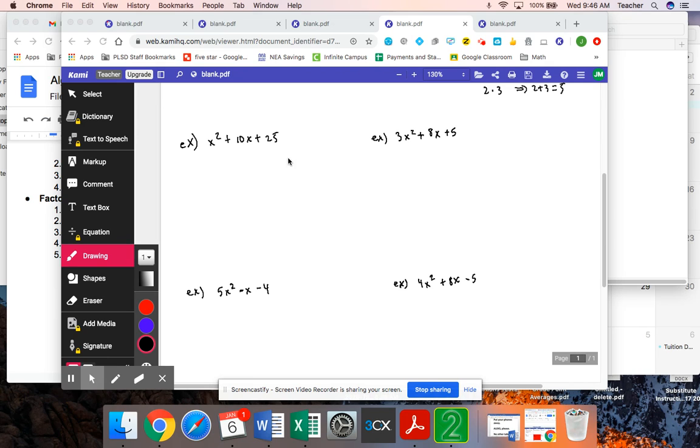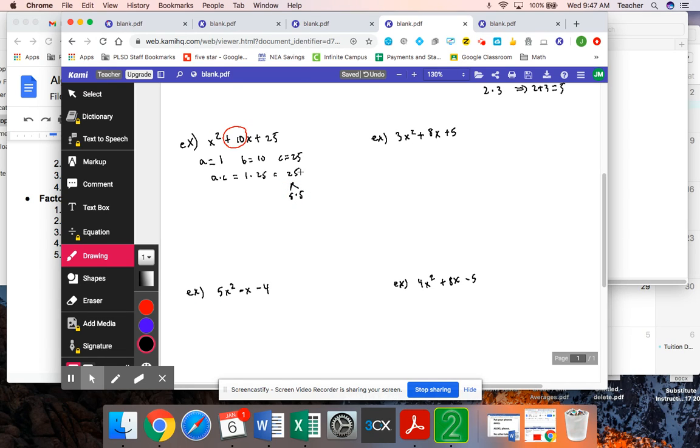So let's look at this one, x squared plus 10x plus 25. All right, if I know that a is whatever's in front of here, 1, b is positive 10, c is 25. I just like to write those down. I know that a times c is 1 times 25, or 25. If I find factors of 25 that add up to 10, I know that's 5 times 5, right?